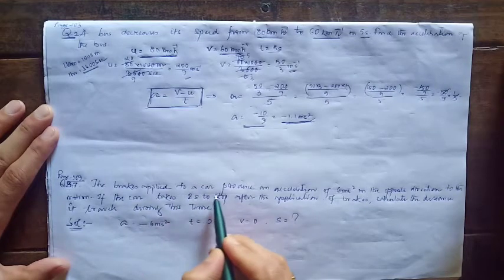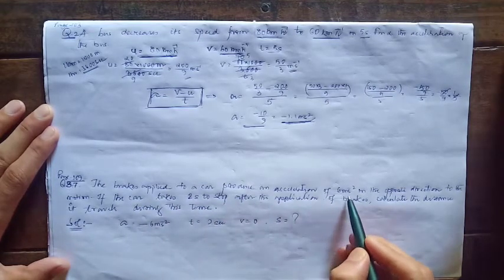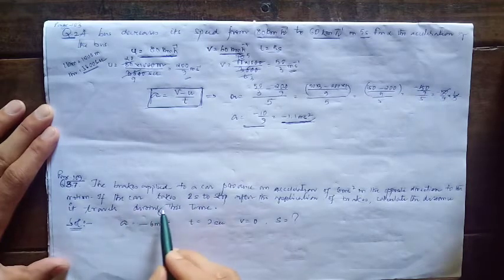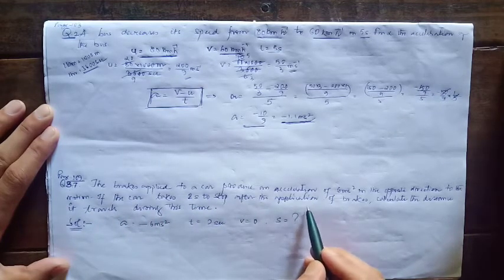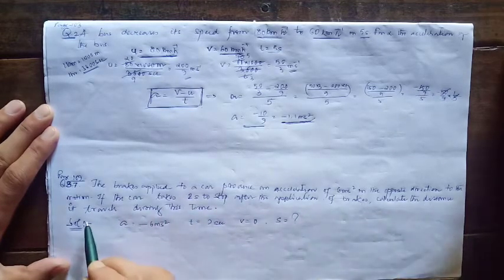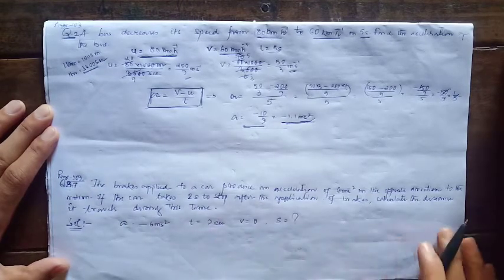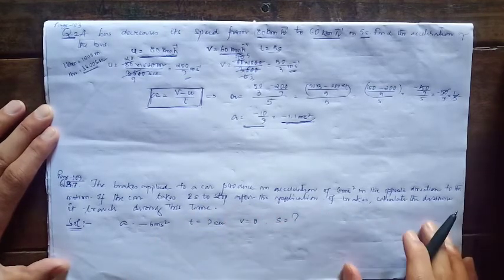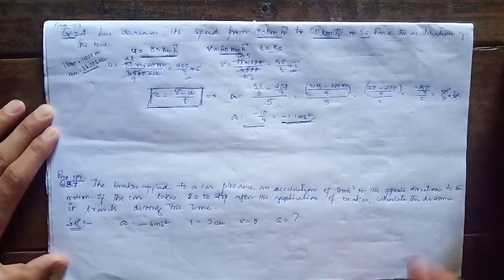The brakes applied to a car produce an acceleration of 6 meter per second square in the opposite direction to the motion. If the car takes 2 seconds to stop after the application of the brakes, calculate the distance it traveled during this time. Student, you read this question carefully and try and list all the important quantities that are given, and also write the quantities that we need to calculate.